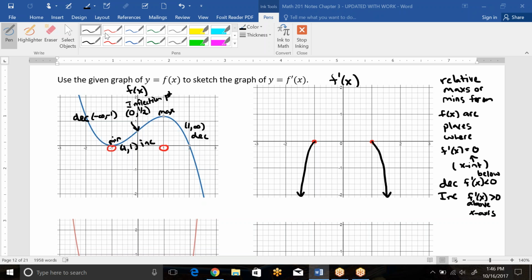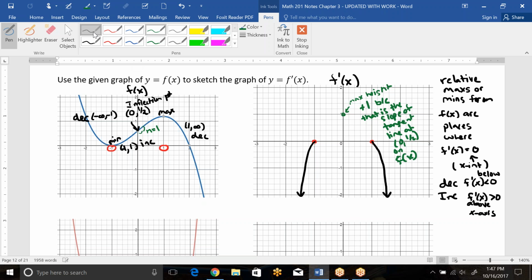So we can figure out the slope here just by counting it. This looks like it's right 1, up 1. So this looks like it has a slope of 1. So that's why my inflection point is going to have a max height of +1, because that is the slope of the tangent line at 0, 1/2 on the f of x.